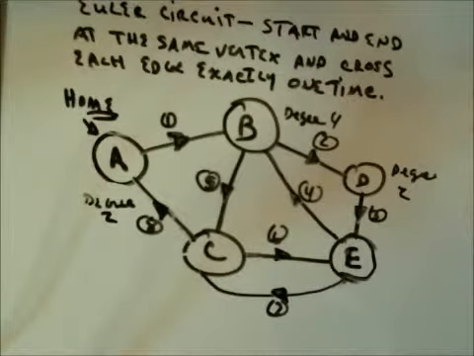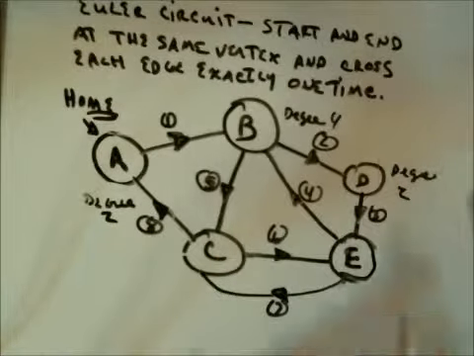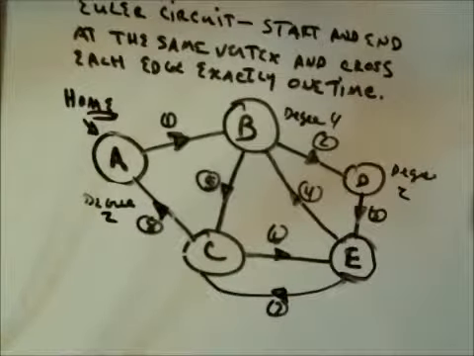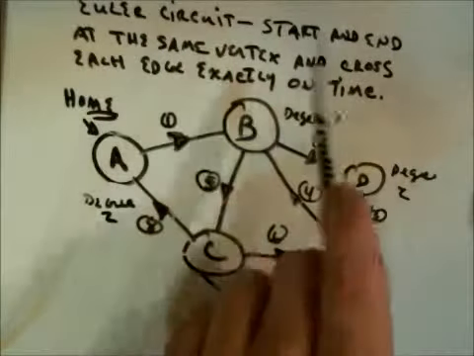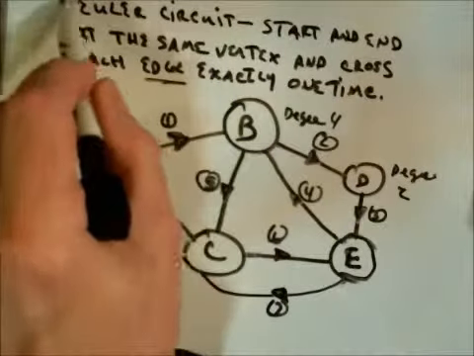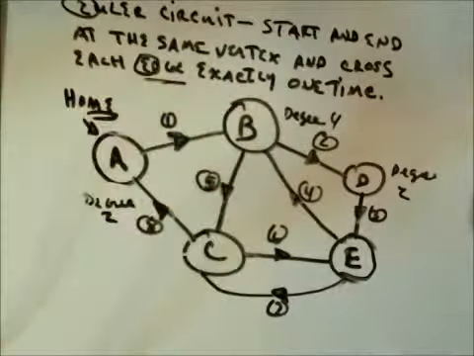All right, so that's an Euler circuit, and remember, in order for an Euler circuit to exist, the vertices must all have even degree. And in an Euler circuit, you start and end at the same spot, and you cross every edge. Remember, Euler starts with E, and edge starts with E.